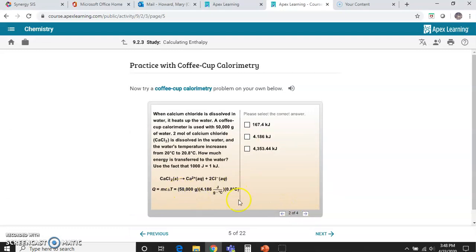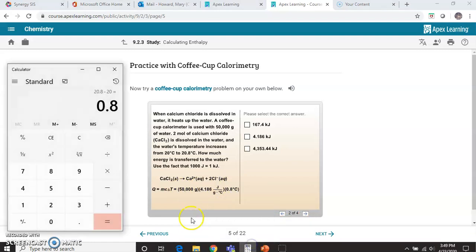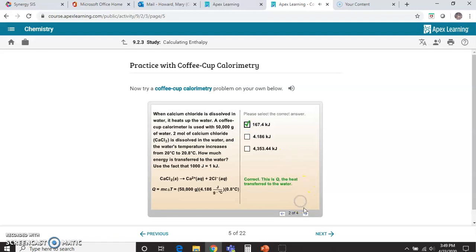Let's plug it all into our calculator this time. Now it wants us to convert from joules to kilojoules. I'll mention it at the end once I plug it in. So 50,000 times 4.186 times 0.8. Oh goodness, that's not an answer. But remember, we're going from joules to kilojoules, so we move the decimal place 3 times to the left. Sorry, 1, 2, 3. So 167.4. Check it. Okay.